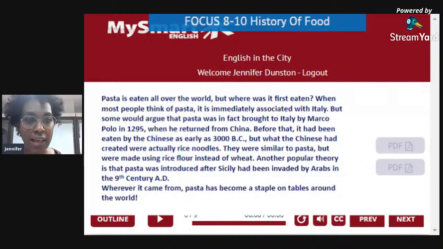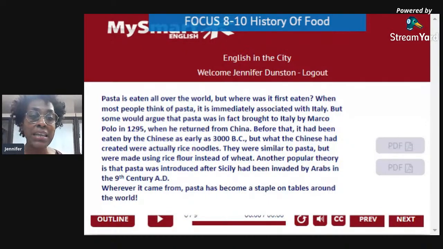Let's take a look at our text. Pasta is eaten all over the world. But where was it first eaten? When most people think of pasta, it is immediately associated with Italy. There you go. But some would argue that pasta was in fact brought to Italy by Marco Polo in 1295 when he returned from China.